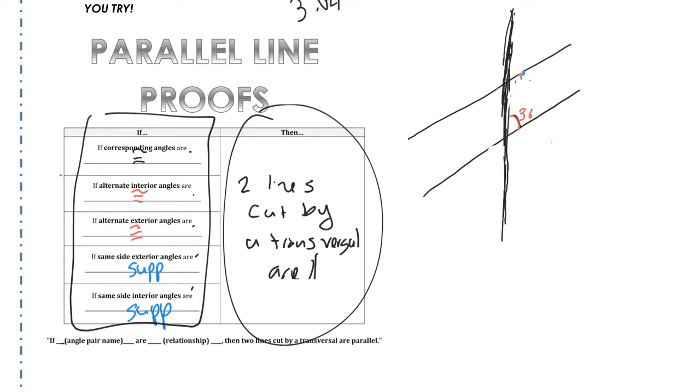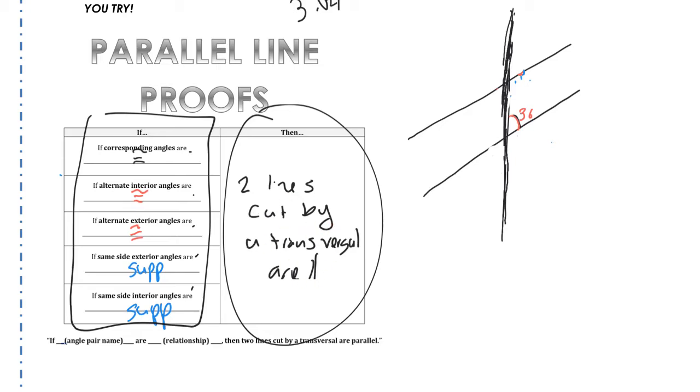So today we're going to work on parallel line proofs and take a second to just write down these things that we already know. So for example, if corresponding angles are equal, then we know the two lines that are cut by a transversal are parallel.